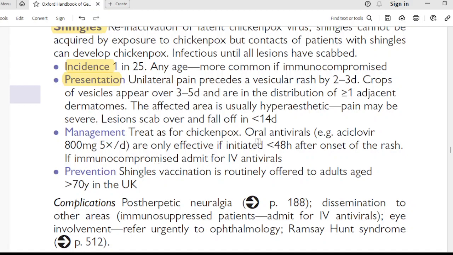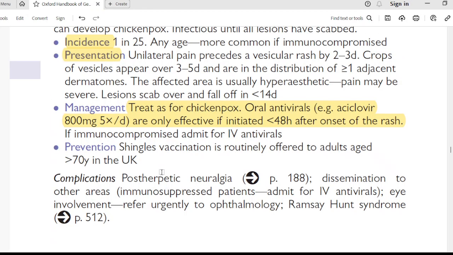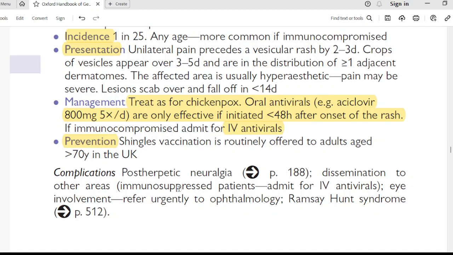Management: treat as for chickenpox. Oral antivirals, acyclovir 800 milligrams 5 times a day, are only effective if initiated less than 48 hours after onset of rash. In shingles, if immunocompromised, admit for IV antivirals. Prevention: shingles vaccination routinely offered to adults aged more than 70 years in the UK.